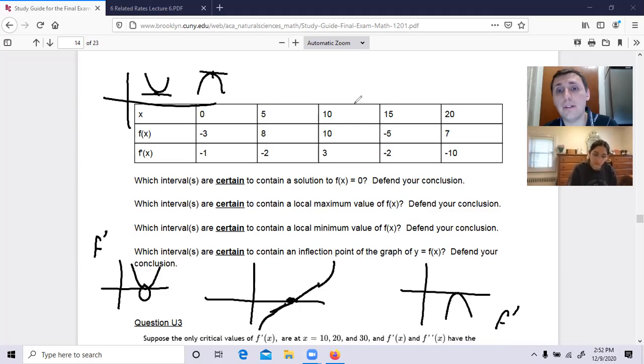So between 5 and 15, the maximum is bigger than -2, which means the maximum is between 5 and 15, which means the derivative there will equal 0 between 5 and 15, for instance. Okay. Make sense? Yeah, that does.